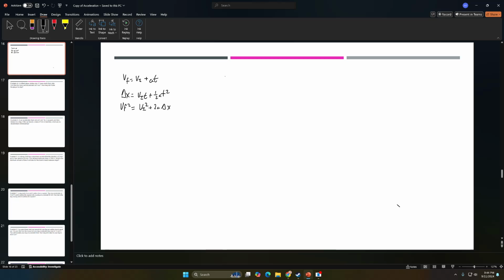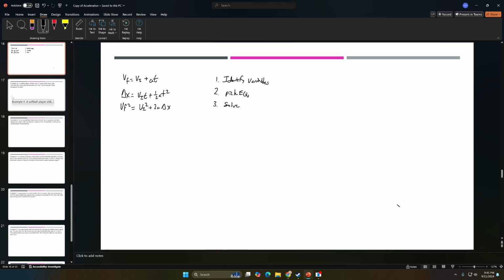Again, our three-step process for this is going to be: one, identify the variables; two, pick an equation; and three, solve. Okay, so that's our plan for these problems. There are going to be a few wrinkles as we keep going along, but that's the idea.